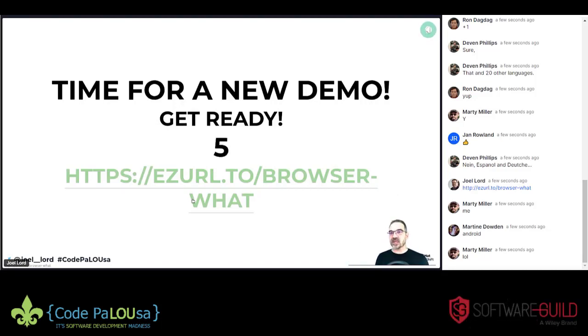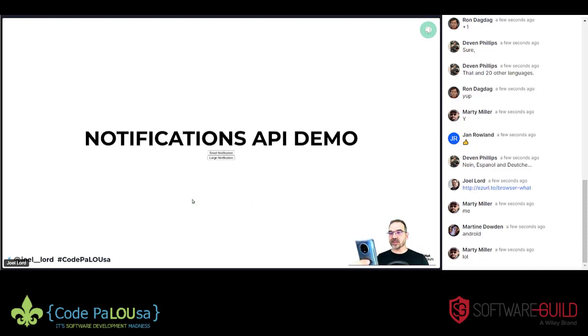So let's see. We have 5, 4, 3, 2, 1. And there it is. Perfect. So you should now have one big button that says listen for notifications. And it says waiting on a user, current permission. Well, I have granted because I already granted permissions on this device.